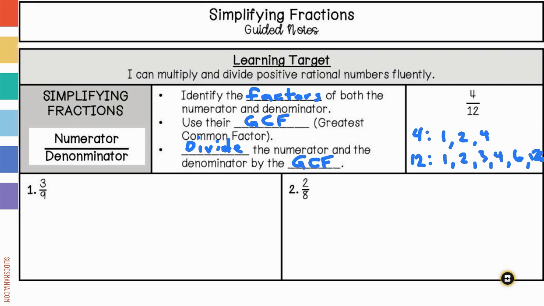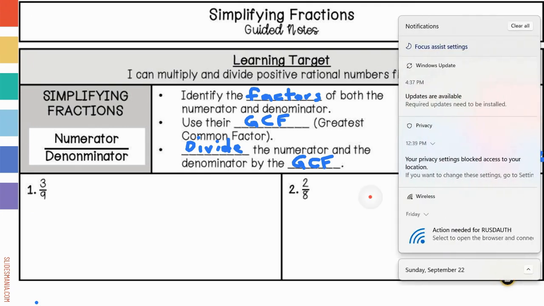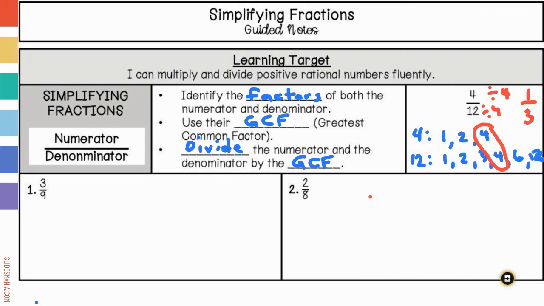And then the greatest common factor between those two numbers is the biggest number they have in common. So they both have a 4 in common. So we're going to divide by 4, both the top and the bottom. And then 4 divided by 4 gives us 1. On the bottom, 12 divided by 4 gives us 3. So the answer is going to be 1/3.